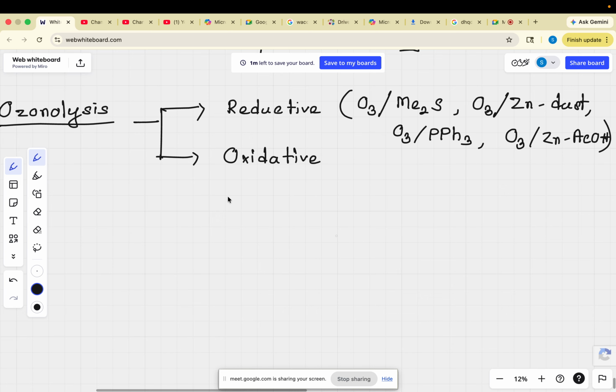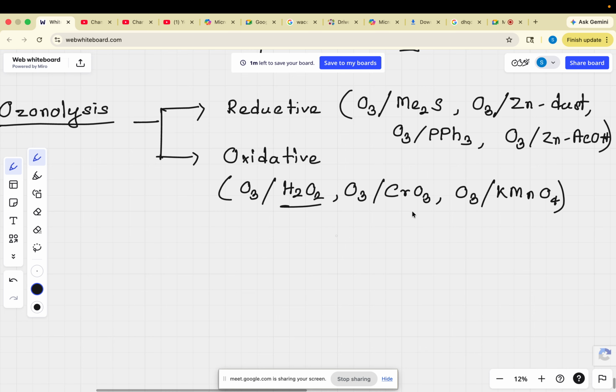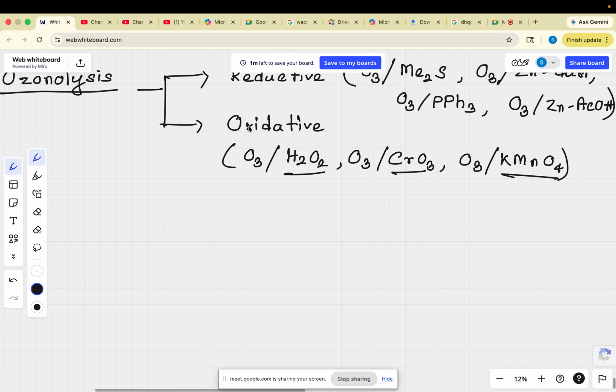And when we are talking about oxidative ozonolysis, we will use reagents like H2O2, hydrogen peroxide, or ozone in presence of CrO3, chromium trioxide, or ozone in presence of KMnO4. These are all oxidizing agents. So if you are using hydrogen peroxide, chromium trioxide, or KMnO4, oxidative ozonolysis will happen.